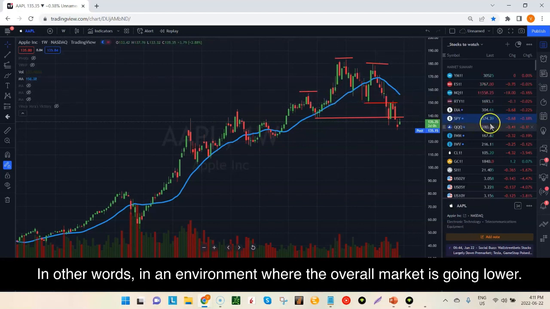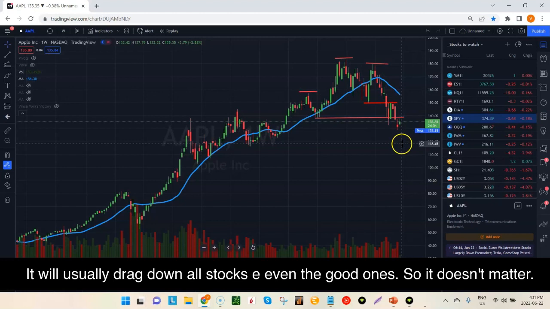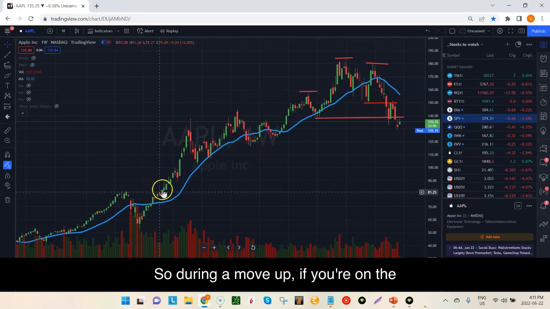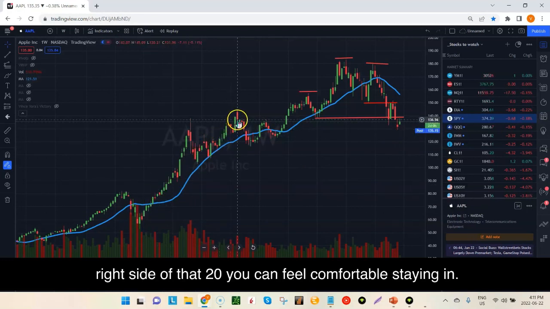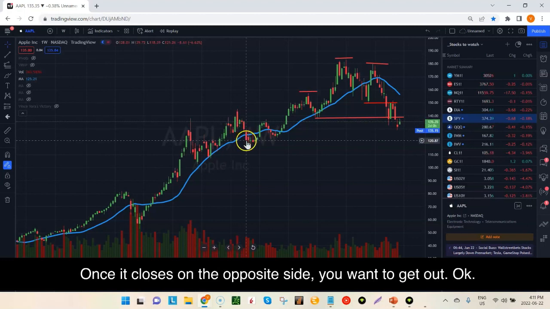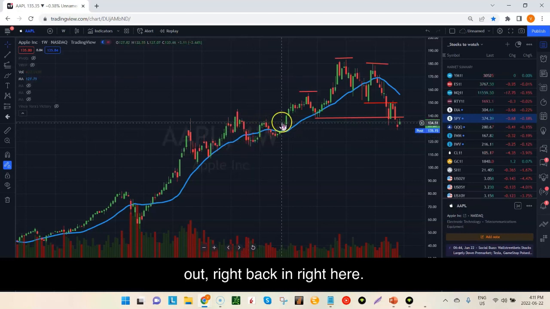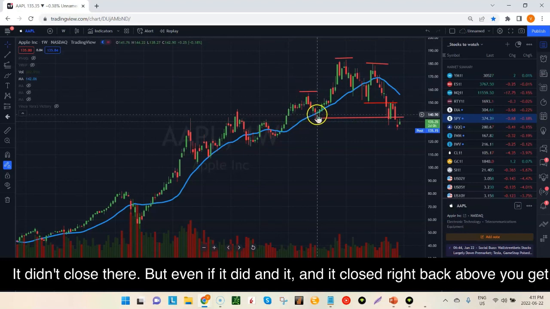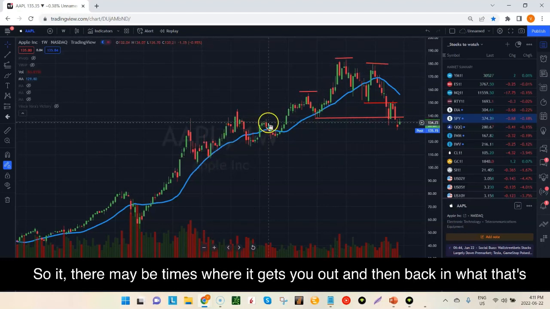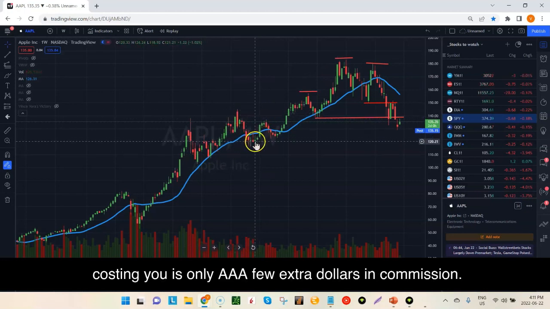In other words, in an environment where the overall market is going lower, it will usually drag down all stocks, even the good ones. So during a move up, if you're on the right side of that 20, you can feel comfortable staying in. Once it closes on the opposite side, you want to get out. And sometimes, yes, you'll get out and then it'll cause you to go right back in. Here it didn't close there, but even if it did and it closed right back above, you get right back in. So there may be times where it gets you out and then back in. What that's costing you is only a few extra dollars in commission, right?